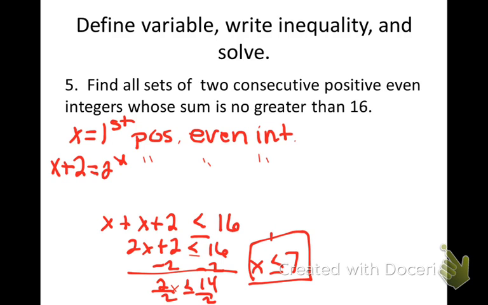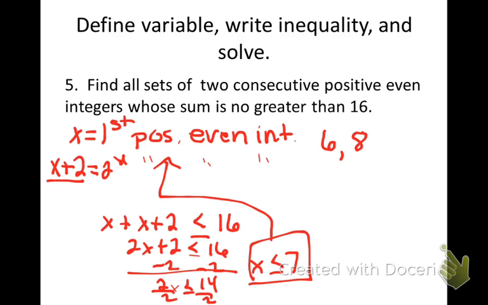So it has to fit this, but it also has to fit my definition up here. So I need to find a positive even integer less than or equal to 7. So what's the largest positive even integer less than or equal to 7? If you think about it a while, you should come up with 6. So x is 6, then what's x plus 2? 8. So that would be one pair.